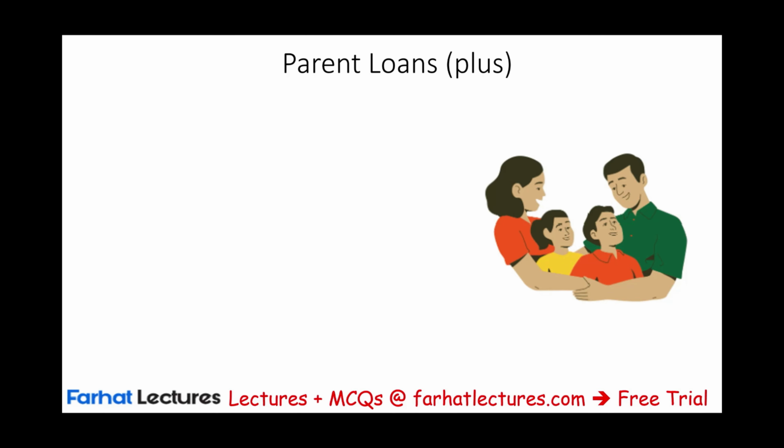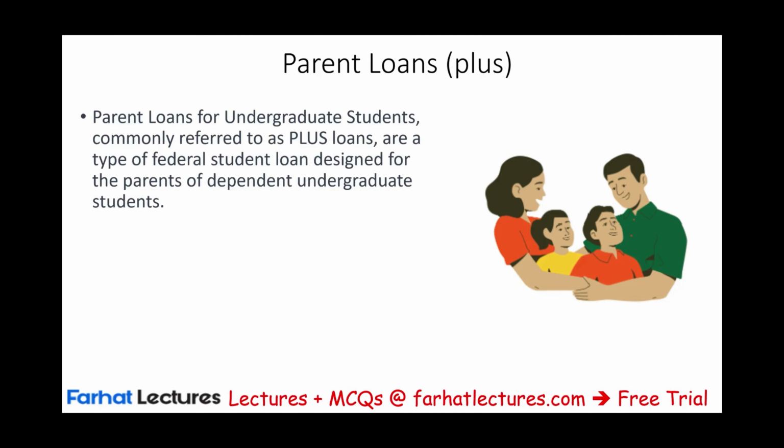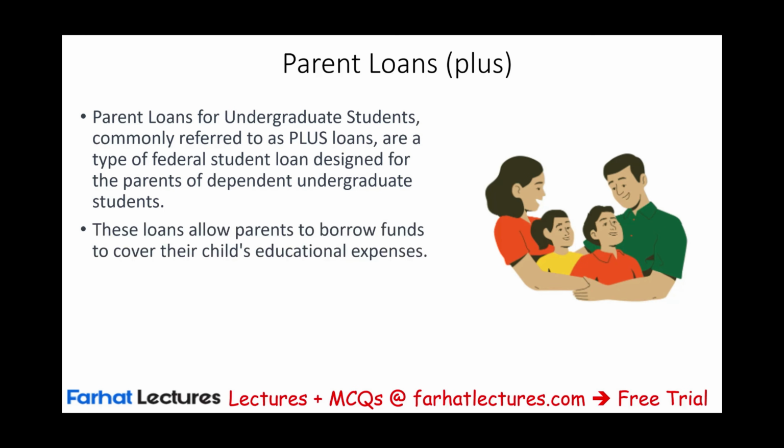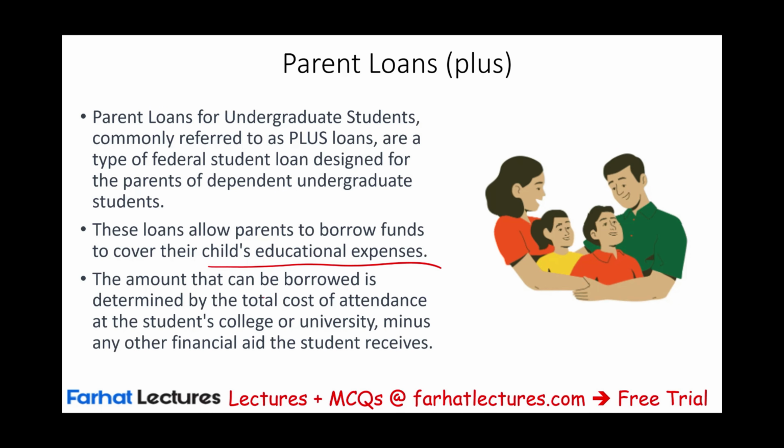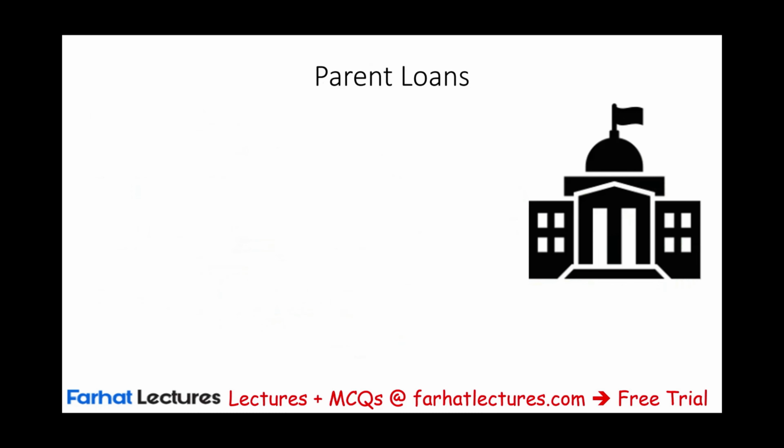There's also something called parent loans, or the PLUS loan. Those loans are for undergraduate students, and they are a type of federal student loan designed for the parents of the undergraduate. So rather than you applying for the loan, the parents are applying for the loan. So the loan is under the parents, but for what purpose? To finance their student kids. These loans allow parents to borrow funds to cover their child's educational expenses. The amount that can be borrowed depends on the total cost of that university, minus any financial aid received from other sources.